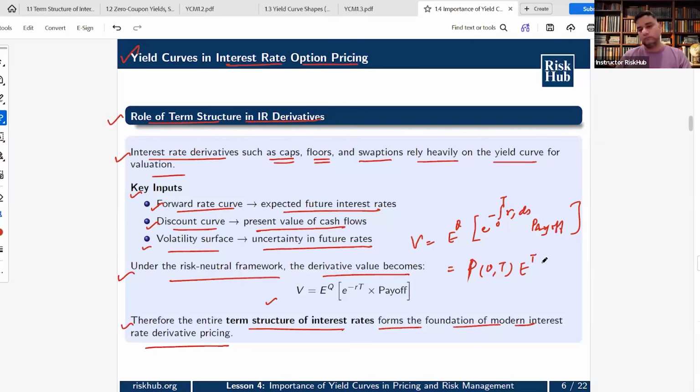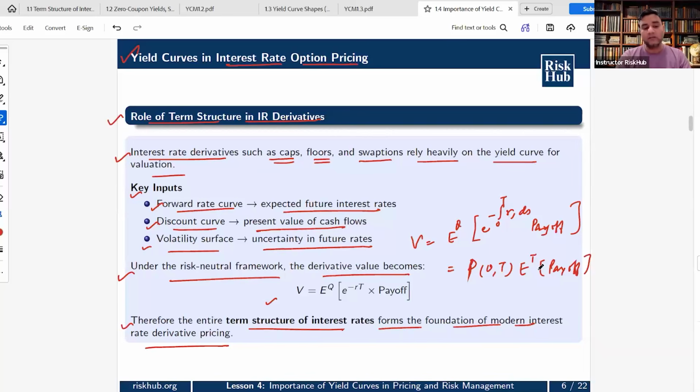Payoff. V equals the expectation under Q of exp(minus the integral from 0 to T of r_s ds) times the payoff, and that equals P(0,T) times the expectation under the T-forward measure of the payoff. Here r_s is the short rate at time s, P(0,T) is today's discount factor to T, and E^T is the expectation under the T-forward measure, in which the discount factor moves outside the expectation cleanly. The second form is behind the cap and swaption formulas that put it in terms of the forward rate.